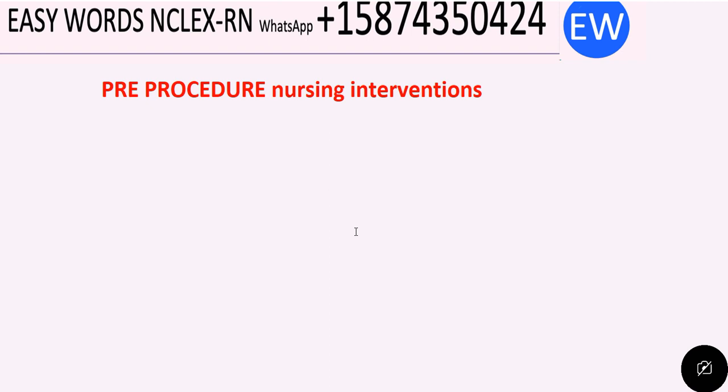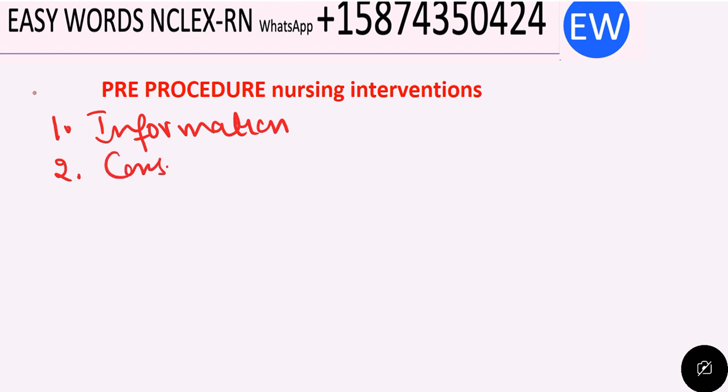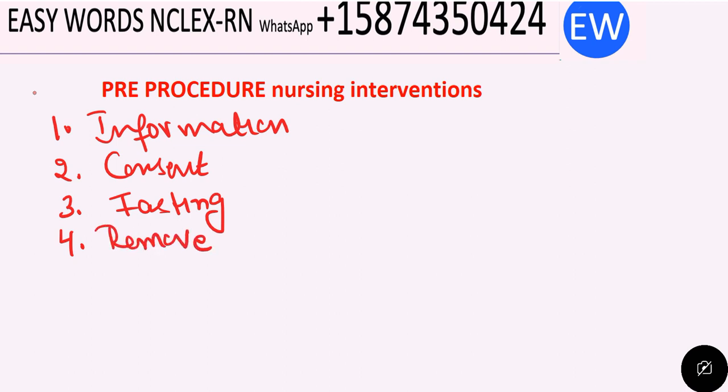Pre-procedure nursing interventions. Number one is the information. Nursing to ensure that the client and family have been provided information about the procedure, and answer any questions they have. Then consent. Ensure the informed consent has been completed. Then notify the client and family that the client is required to be fasting after midnight. Remove any kind of jewelry, hairpins, contact lenses, or dentures the client has. Then change the patient into the hospital gown.